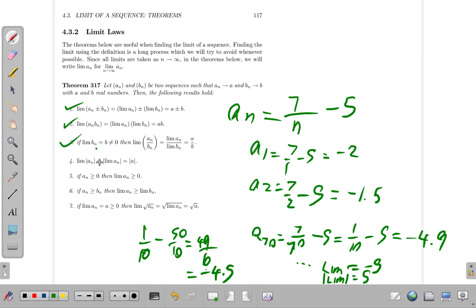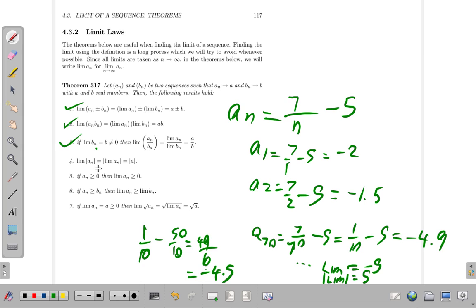Now here, as n goes on and on, gets larger, 7 divided by n gets smaller and tends to 0. And the limit is negative 5, but the modulus of negative 5 is 5. Right? So we found the limit as negative 5, and we found the modulus of it to be 5.